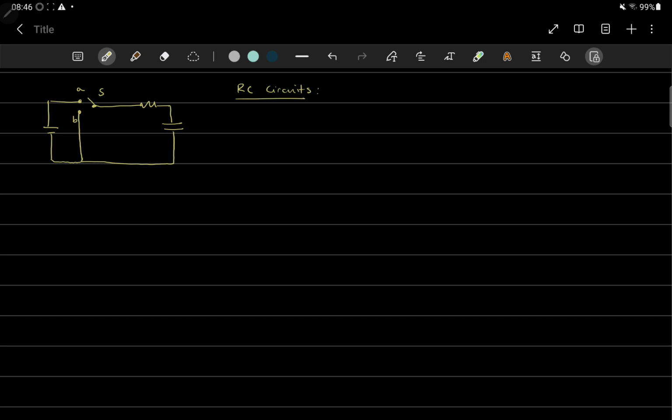So first of all, since this is an RC circuit, we understand that these RC circuits will have notions of charging the capacitor and also discharging the capacitor. So therefore, first of all, we're going to look at the charging part, where we charge a capacitor using an RC circuit.